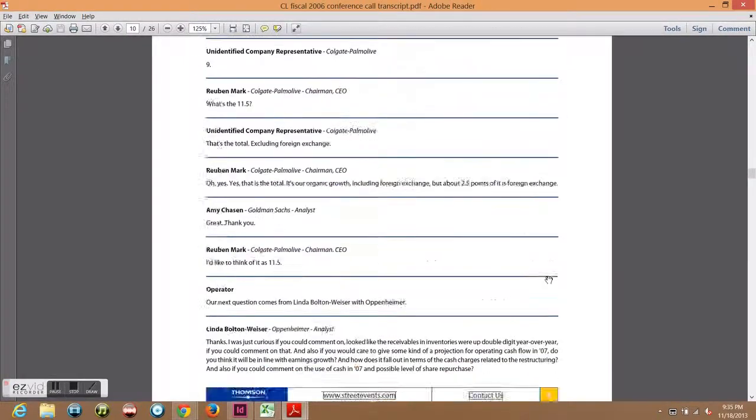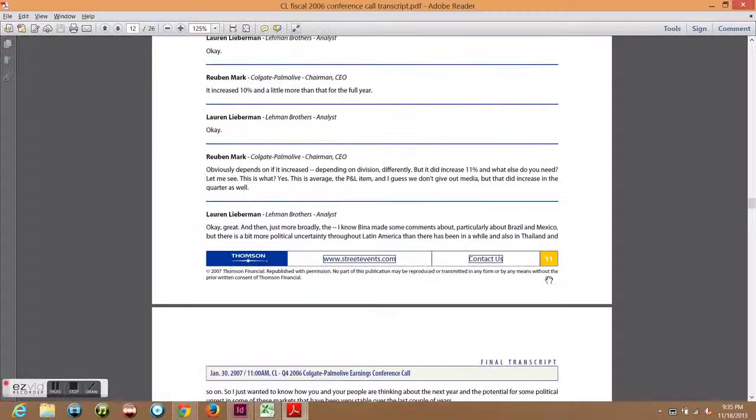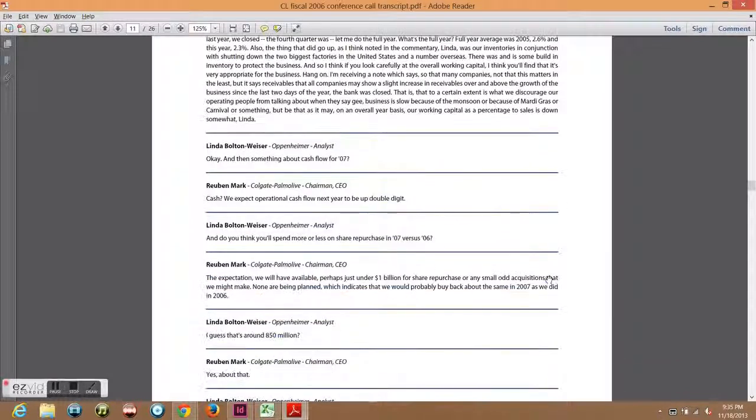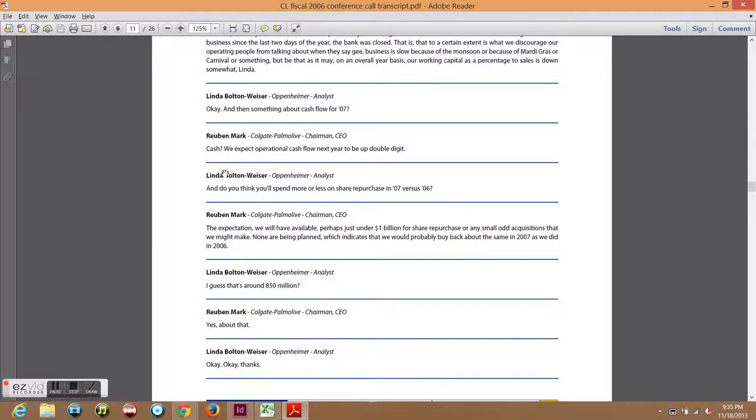It says over here, okay, cash, we expect operating cash flow next year to be up double digit, and do you think you'll spend more or less on share repurchase in 07 versus 06? So the person is asking what is going to be the share repurchase for 07, and the CEO says the expectation is we will have available perhaps just under $1 billion for share repurchase, for any small odd acquisitions that we might make. None are being planned, which indicates that we would probably buy back about the same in 07 as we did in 06.